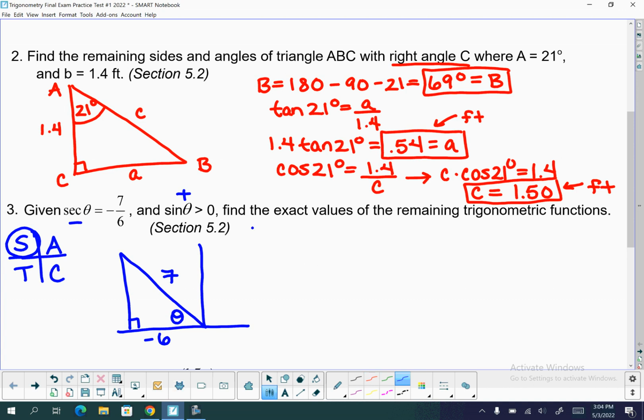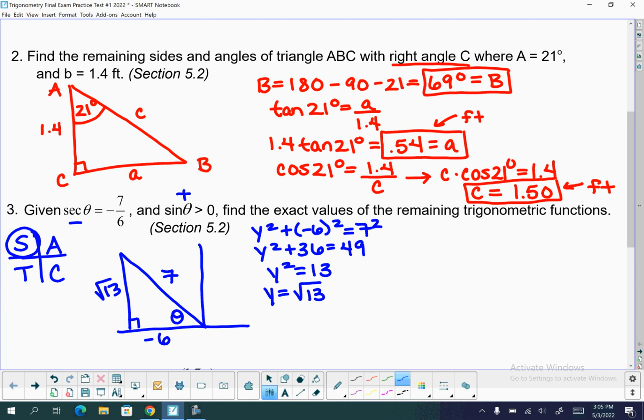Pythagorean theorem will give me the missing side. So y squared plus 36 equals 49. Y squared equals 13. So y equals rad 13, and then you always want to double check if it's positive or negative. Here it would be positive again because of the quadrant that we're in.